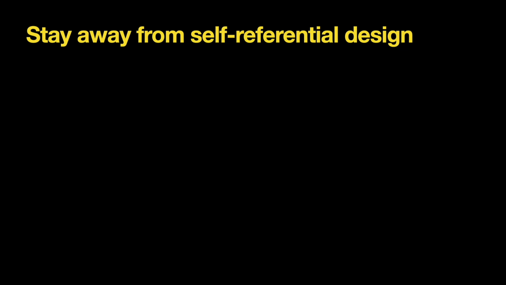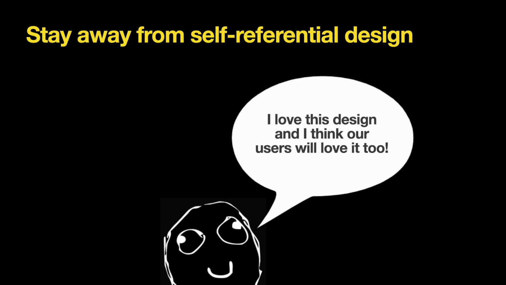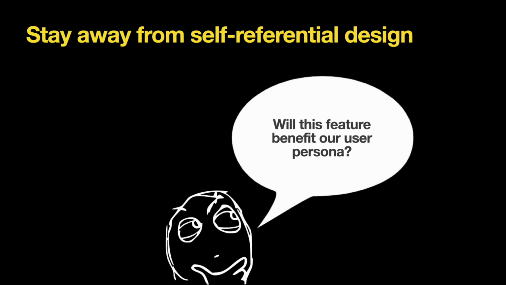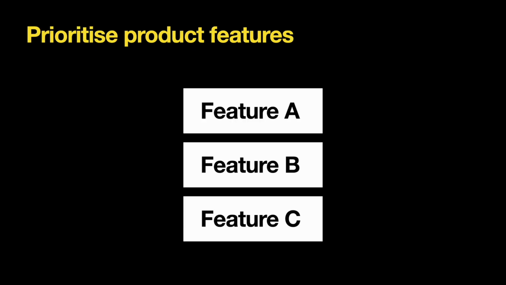User personas help product creators to stay away from self-referential design. Creating a product for ourselves, not our users, is one of the most common mistakes in product design. In psychology, this is known as the false consensus effect. It's a situation when we assume that others share our beliefs and will behave similarly in a given context. Personas help designers to step out of themselves and start to think about the needs and wants of people who will use a product.